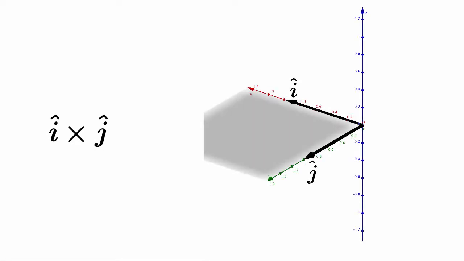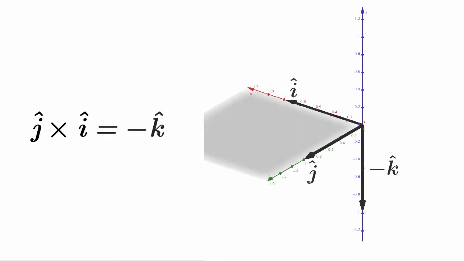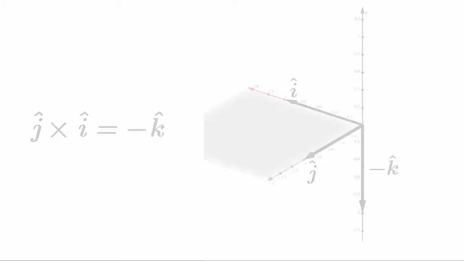Examples are if you compute i cross j, where i and j are unit vectors in positive direction of the x and y axis, respectively. You have vector k, the unit vector in the positive direction of the z-axis. But if you switch the order of the product, the resulting vector is the opposite.